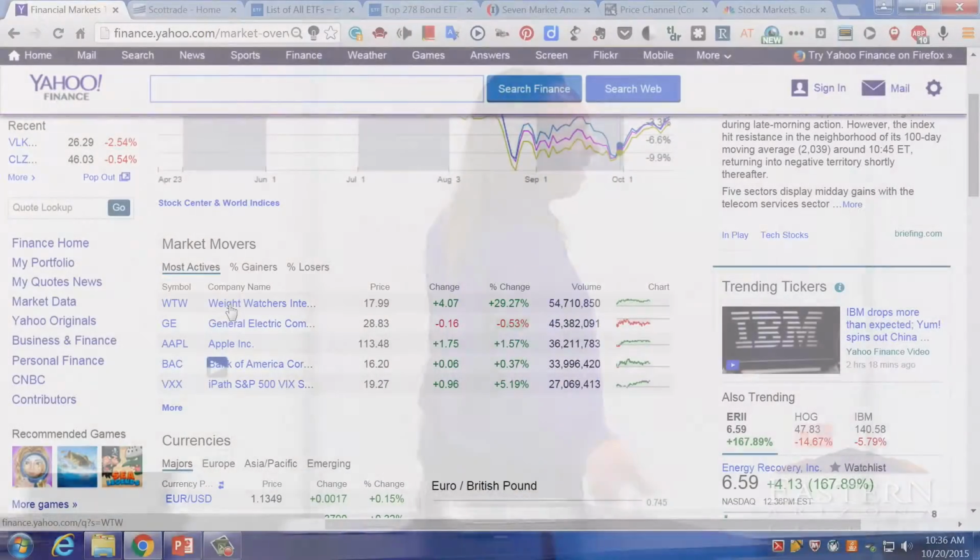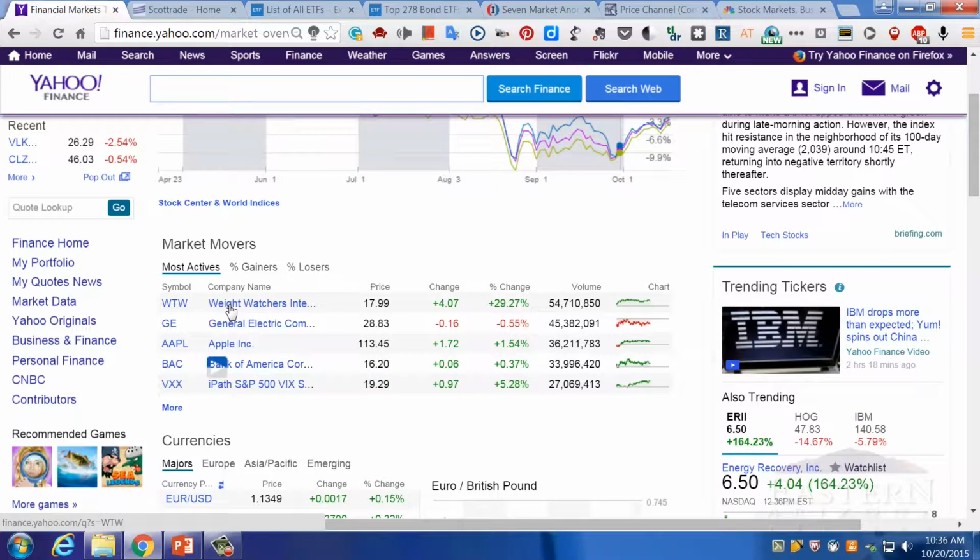Here's an interesting one. Anybody know why Weight Watchers went up ridiculously today? Aha, exactly. Did anybody predict that Oprah was going to do that? No. Right. If you gambled right, you would have made a crap load of money today. So look at that thing. It's going up while we watch. It's up $4 and close to 30% just today, just because of Oprah. So anyway, you're trying to look for things like that.